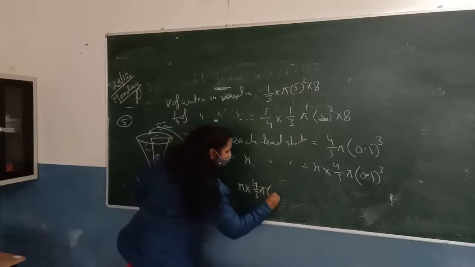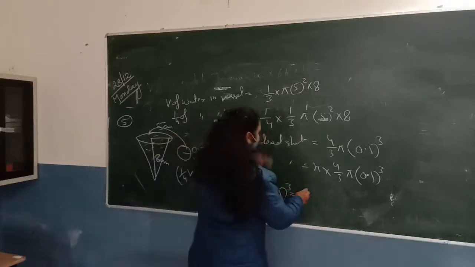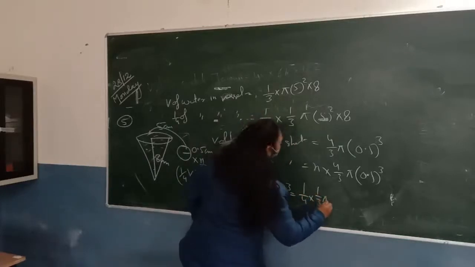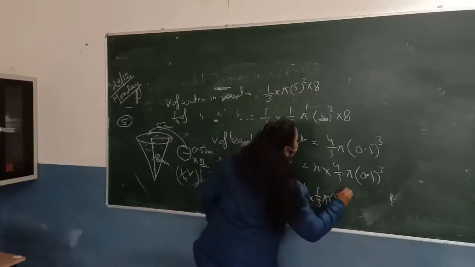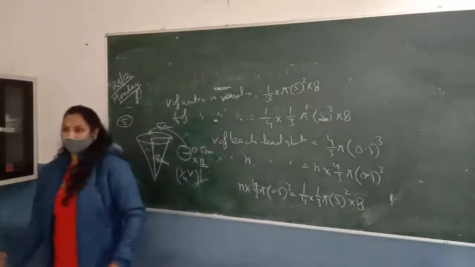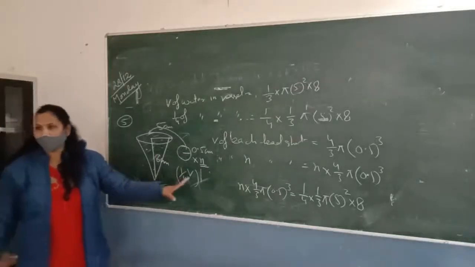Volume of n lead shots is equal to volume of water that flows out from the vessel. That is 1/4 the volume of the cone. So we don't need to put the value of pi here, because we know that pi will cancel out with the pi. So it will be easy for us to calculate the question.